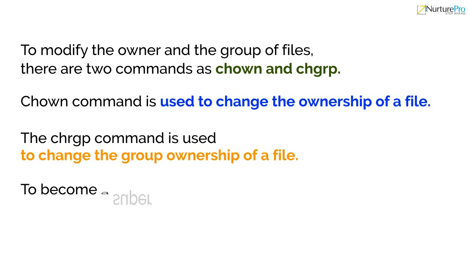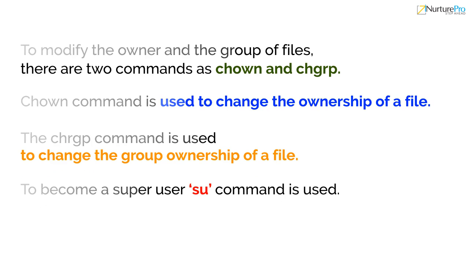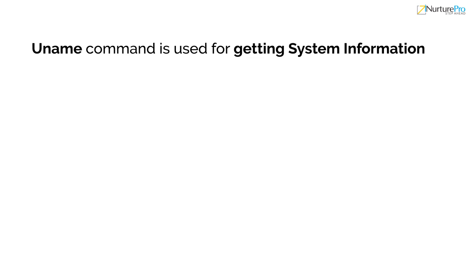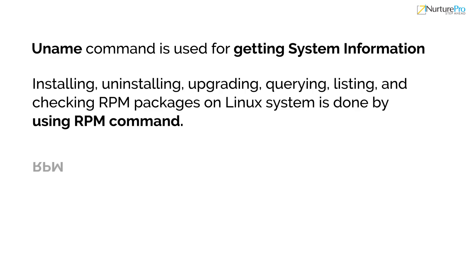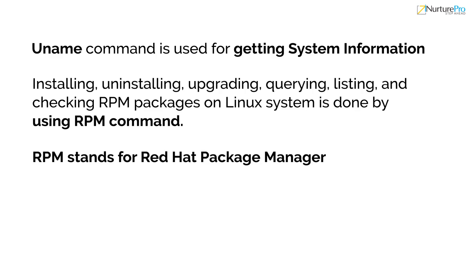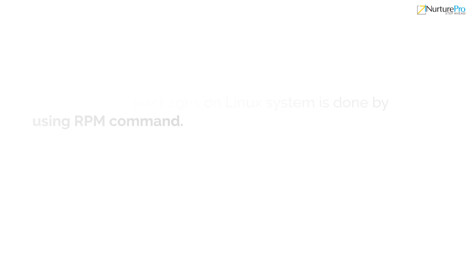To become a super user, the su command is used. The uname command is used for getting system information. Installing, uninstalling, upgrading, querying, listing, and checking RPM packages on a Linux system is done by using the RPM command. RPM stands for Red Hat Package Manager. To manage the RPM software packages, the RPM command can be used.